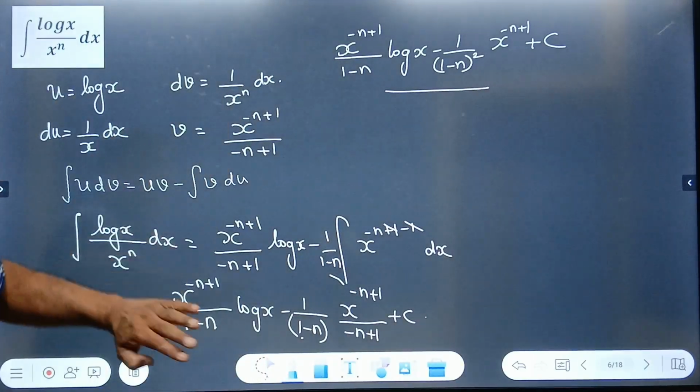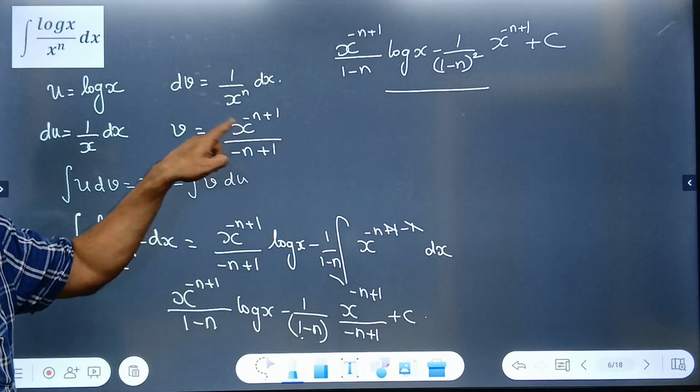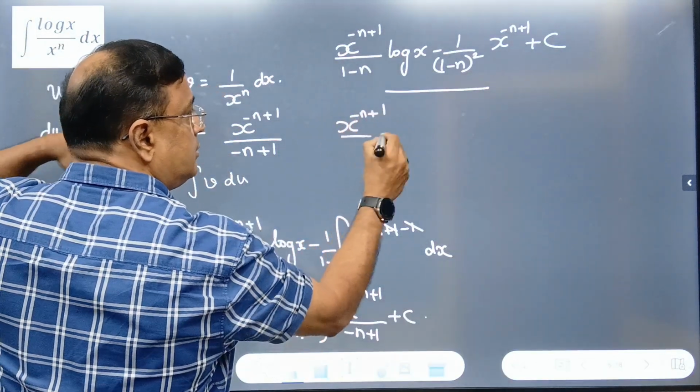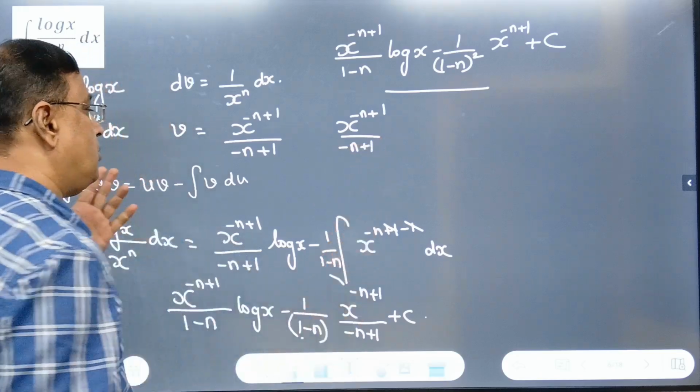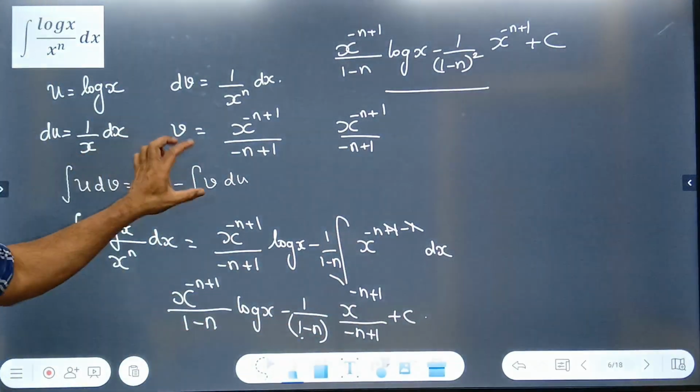Very simple integration by parts. It's not at all complicated. I hope you understood this. This I am taking as x power minus n. I am adding 1 and minus n plus 1. I am using that formula. The rest is very, very simple. Just follow the formula, you'll get the answer.